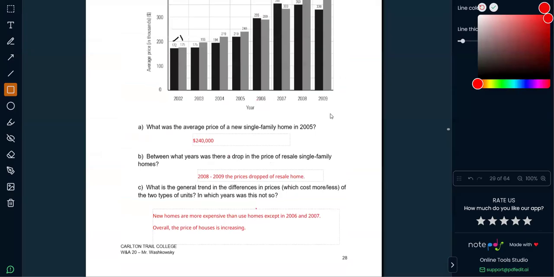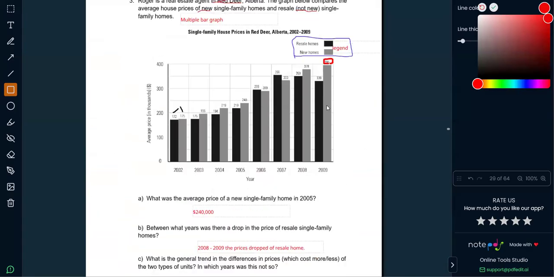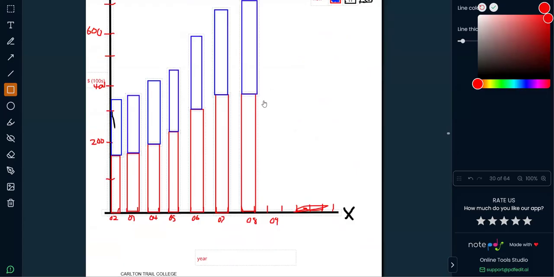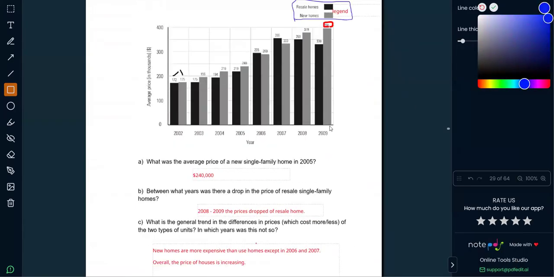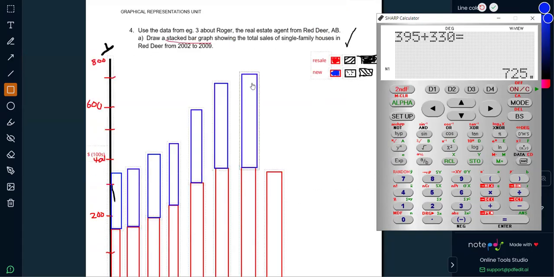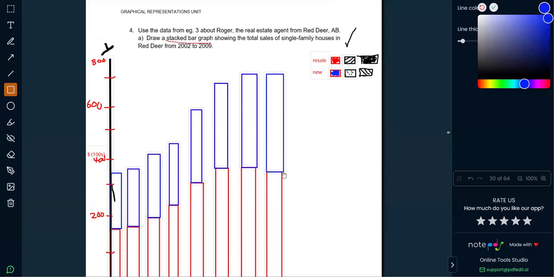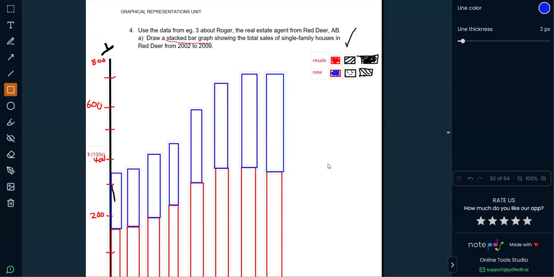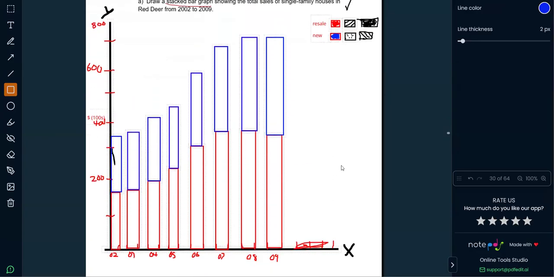And then 2008, sorry, 2009 goes up to 330. So this is going to go down a little bit. Here's 300. Here's 400. Yeah, about right there. And then it goes up another 395. 725. Perfect. So it should look something like this.